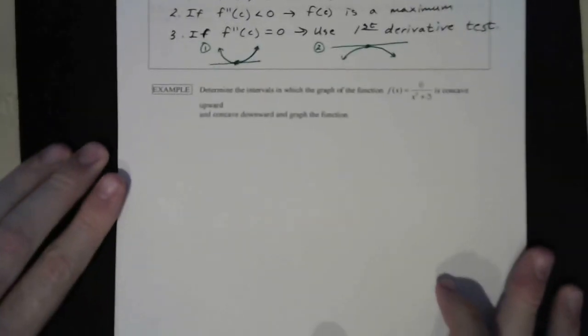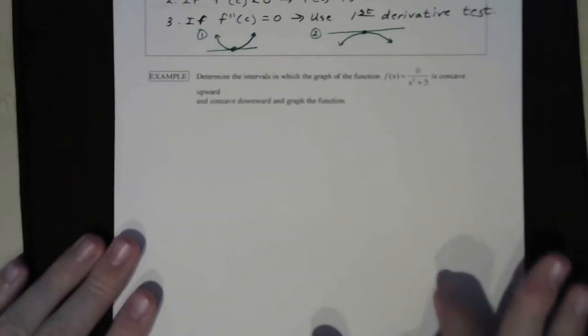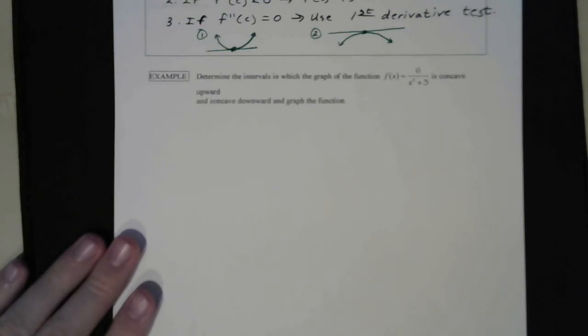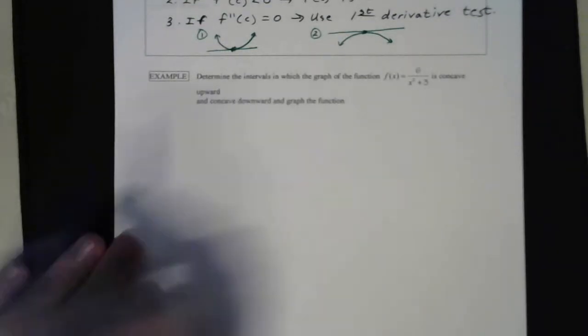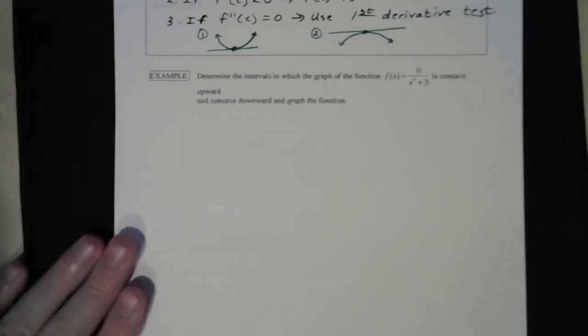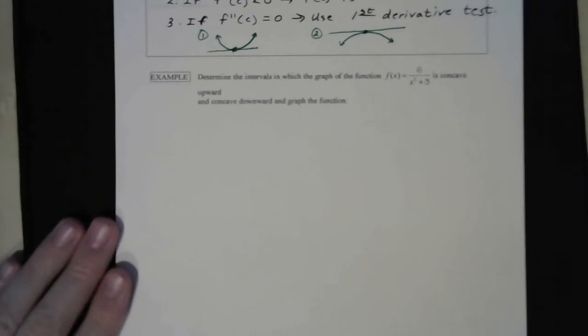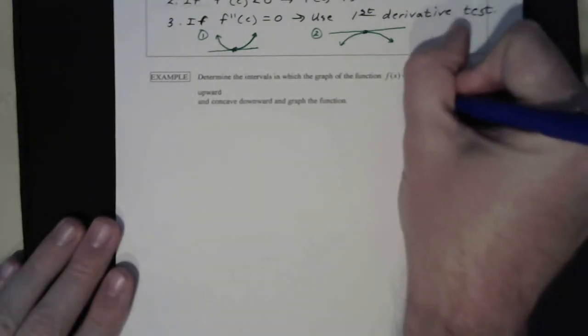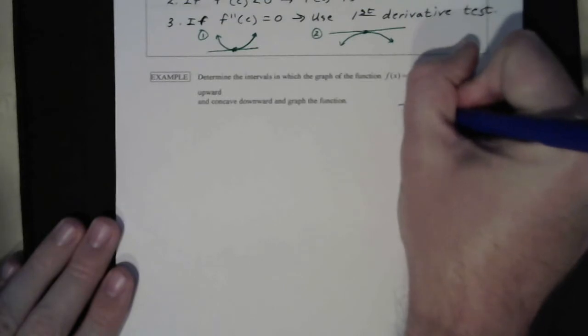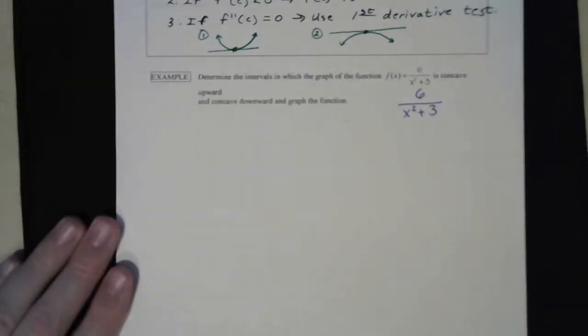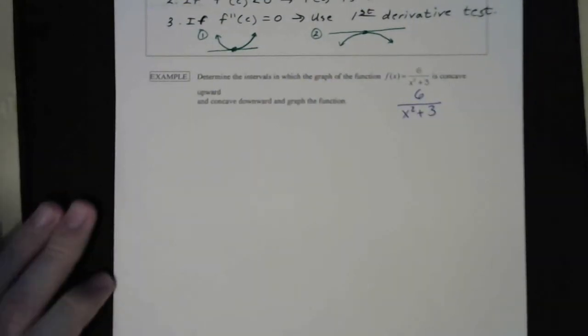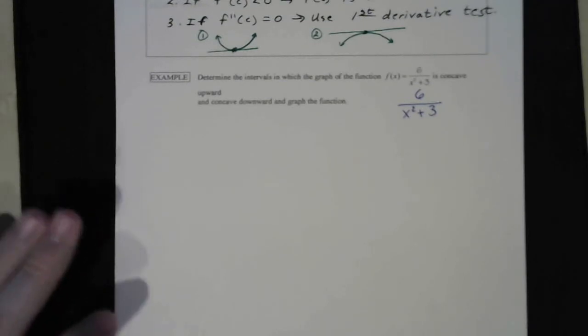So let's go ahead and try this out. Determine the intervals in which the graph of the function f of x equals 6 over x squared plus 3 is concave upward and concave downward. And then graph the function.